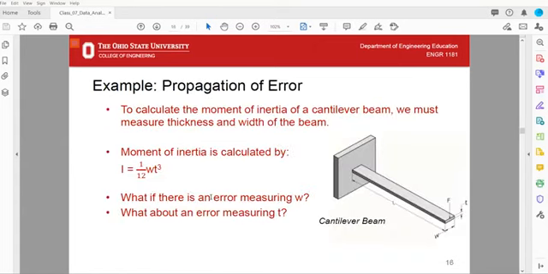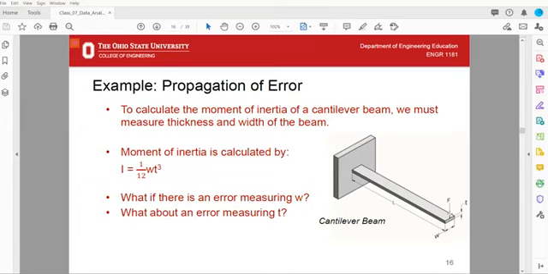If you look at this example, we have a beam and the moment of inertia, which is a kind of property for beams. This is how it's defined for a rectangular cross section: 1/12 times the width, which is what you see here, the width of the beam, times T, the thickness, cubed. So that's the definition of the moment of inertia for the beam here. It does not depend on the length, so you don't see the length here.